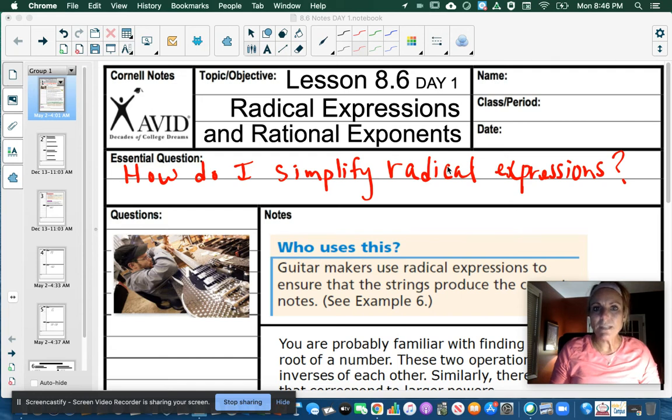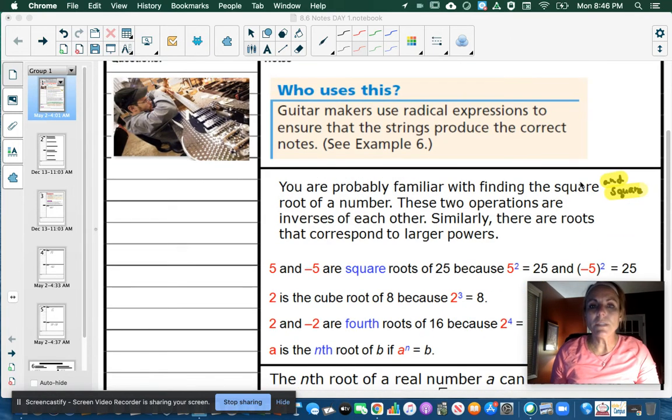Lesson 8.6, Day 1, Radical Expressions and Rational Exponents. Essential question: how do I simplify radical expressions? Please write that down. Who uses this? Guitar makers use radical expressions to ensure that the strings produce the correct notes.